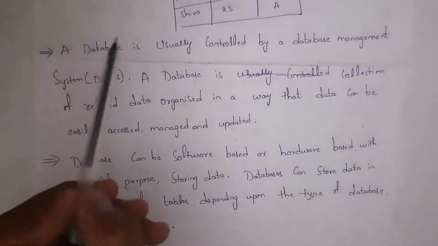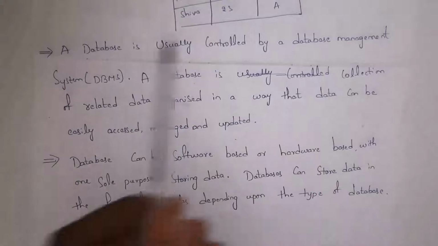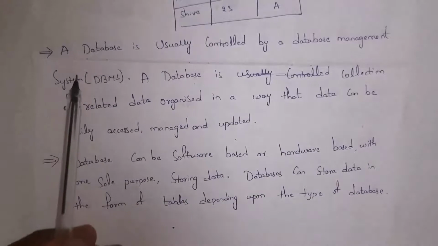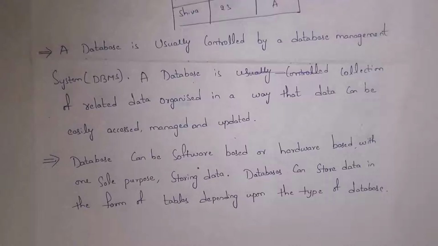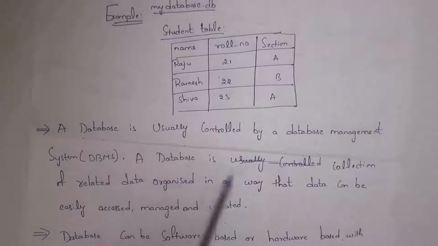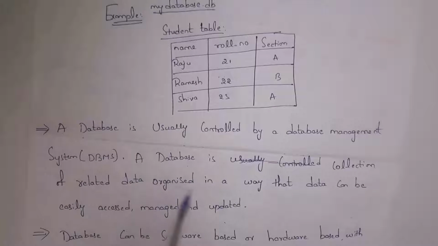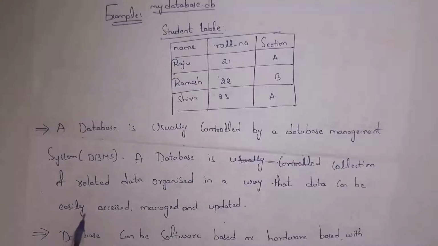A database is usually controlled by database management system. Shortly we call it as DBMS. DBMS is nothing but a software. By using this software we can create database and as well as we can perform various operations on database. Like we can create table, we can insert data in my table, we can modify data and also we can delete data.